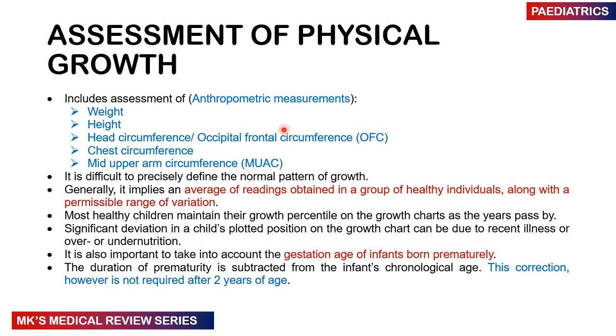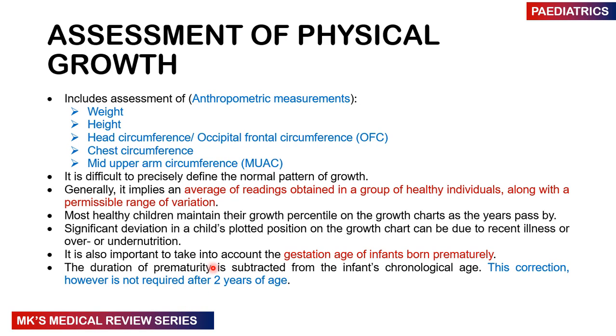If you look at the growth card and the under 5 card, which I talked about earlier on the channel, you will see that there are percentiles and there are ranges. Most healthy children are going to maintain their growth percentile on the growth chart as the years pass by. Significant deviation past these percentiles is going to be attributed to things like recent illness. It could even be overnutrition or undernutrition. If they cross 2 major percentiles, then you should be worried.